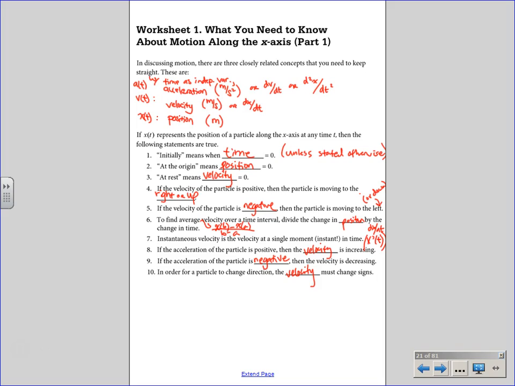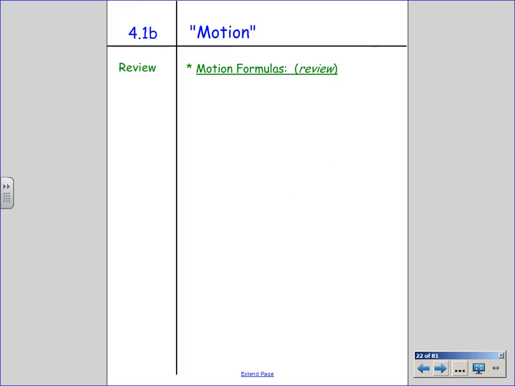Okay, there's more in this packet. Holy cow, feel the packet, right? But right now, what's our goal? Letting you guys do homework from the book. So here we go. Section 4.1b, motion formulas. We have a lot.